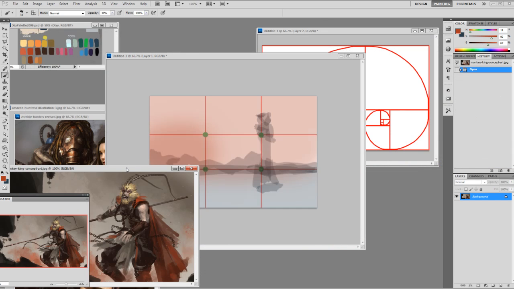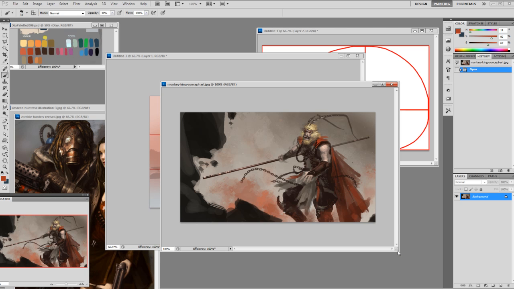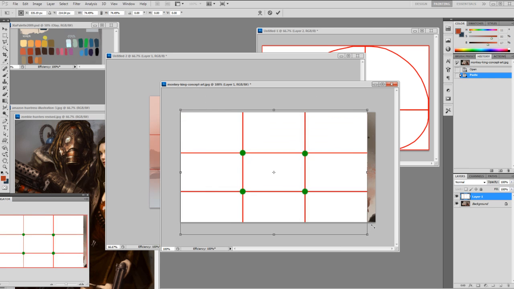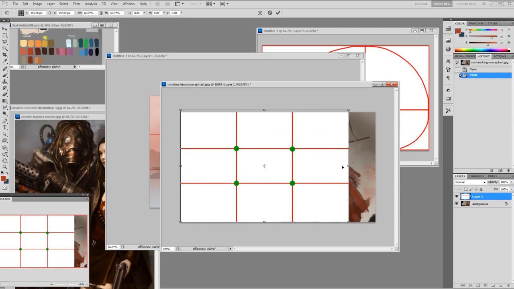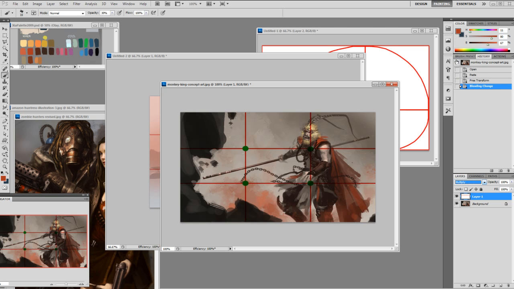Recently I just did this speed painting of Monkey King, and what I had in mind in the beginning was just to avoid the center. Make it all even, and then make it multiply. So it's not a bad composition. You have something off the center and you have the figure right along the line. So I guess that fits the rule of composition.